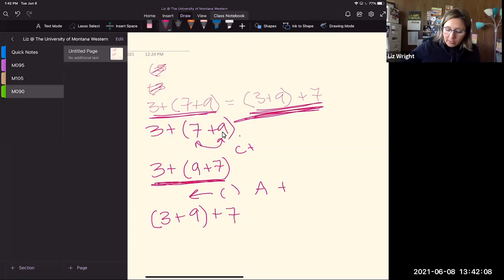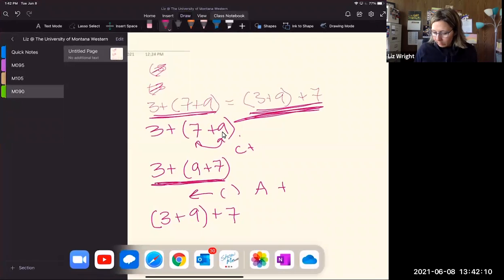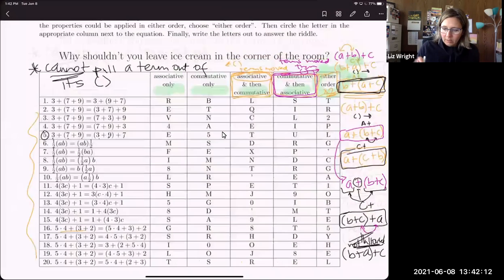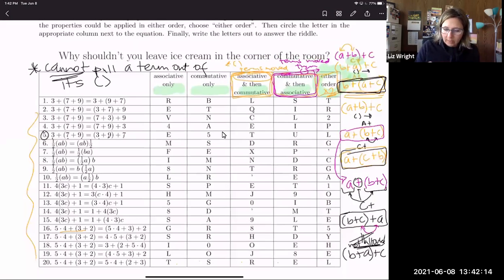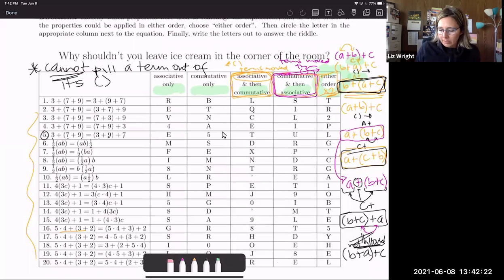And so then on your paper, you are going to need to come over here on number 5, and we did commutative and then associative. So you're going to highlight that U right there. And then I'm actually going to work up. So I have highlighted 1 through 5, and then we're going to do 19.